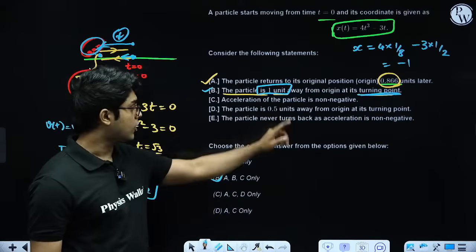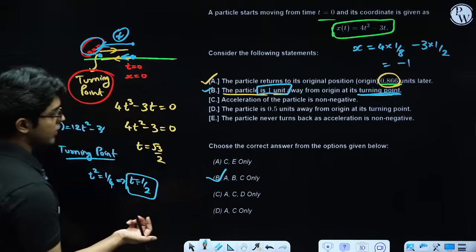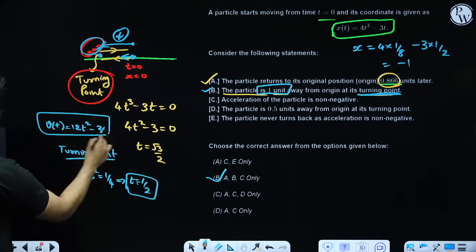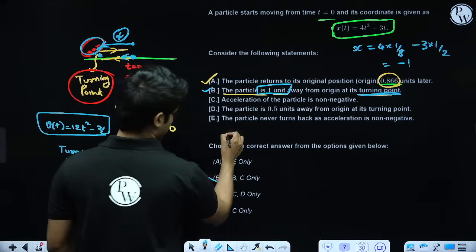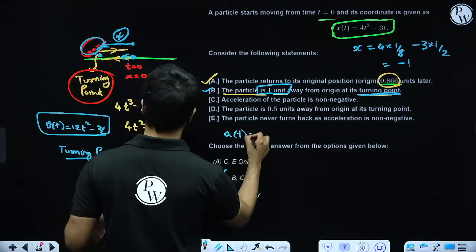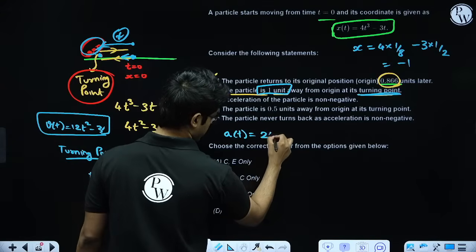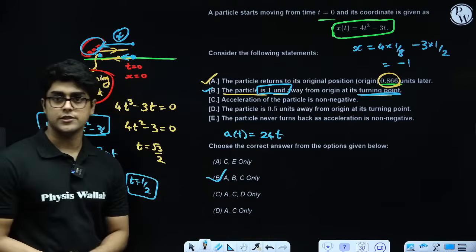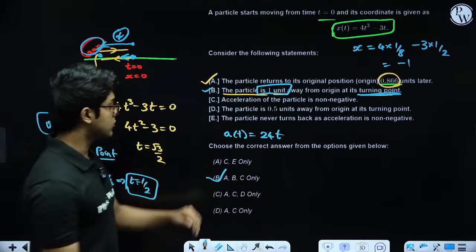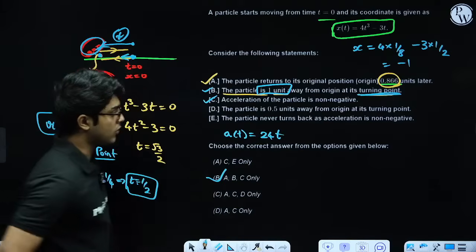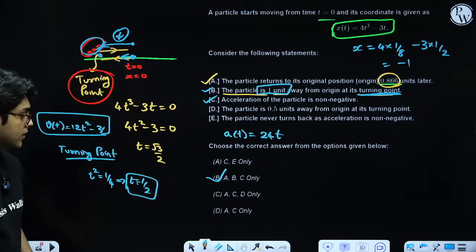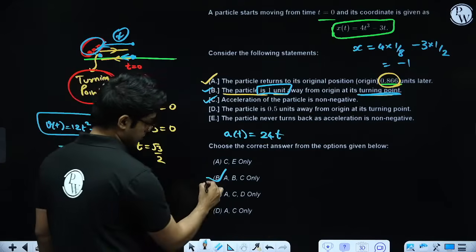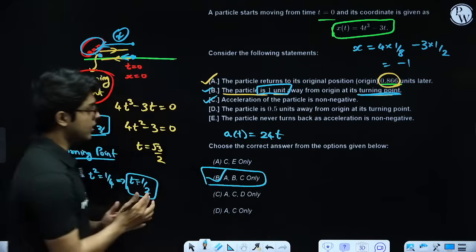Now let's look at C option. Acceleration is non-negative. That is very easy to check. For acceleration, we differentiate this function. So acceleration is going to be 24t. Now time is always positive, so acceleration is always a positive function. So C option is also correct. Acceleration is always non-negative. Okay. So A, B, C are correct. So only B option matches. Okay, so the other two must be wrong.